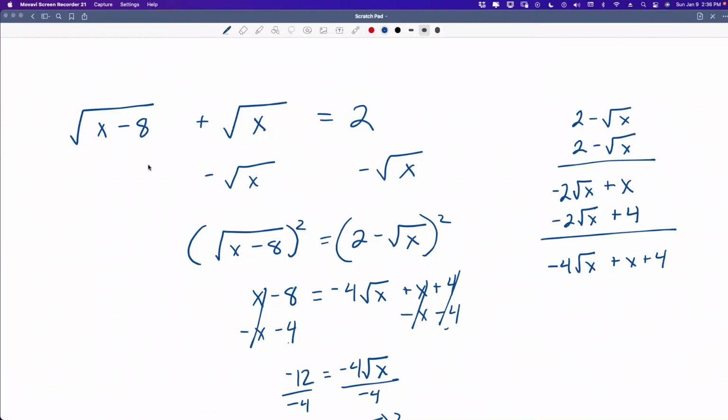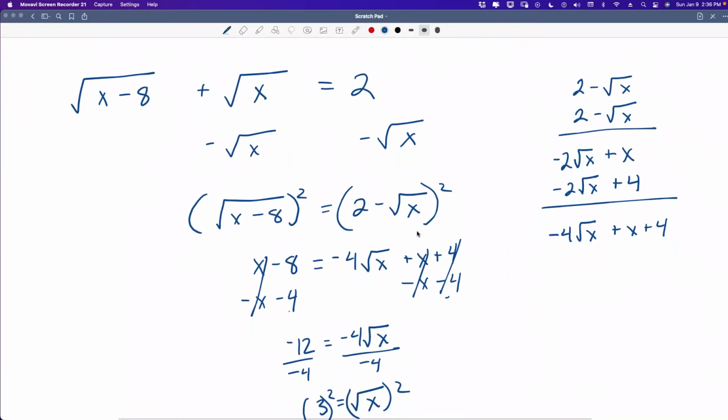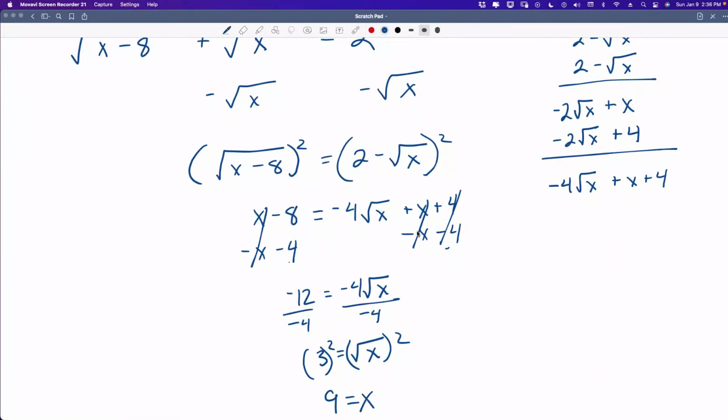However, we do the process just like we're told to. We subtract the square root of x from both sides. That leaves us the square root of x minus 8 on this side, and on the right side, 2 minus the square root of x. So we square both sides, and we get x minus 8 is equal to -4 square root of x plus 4.